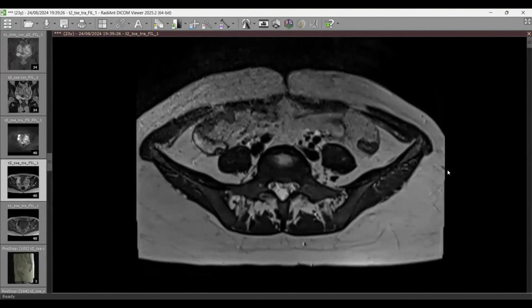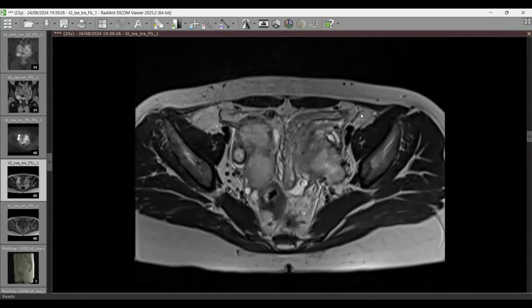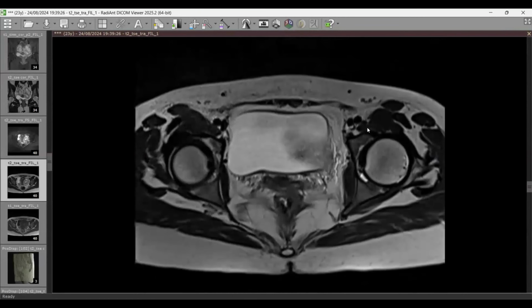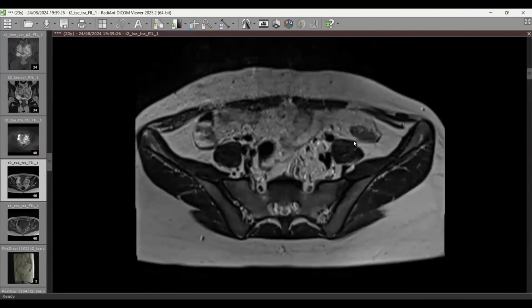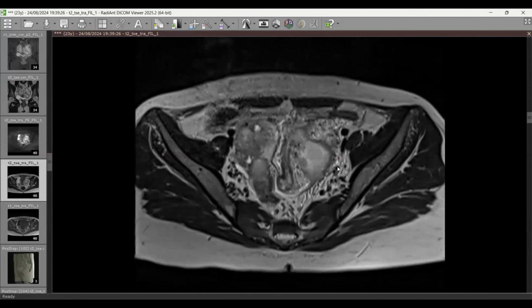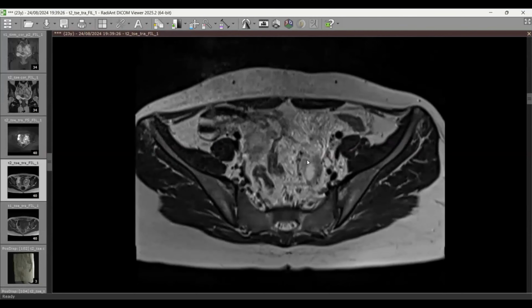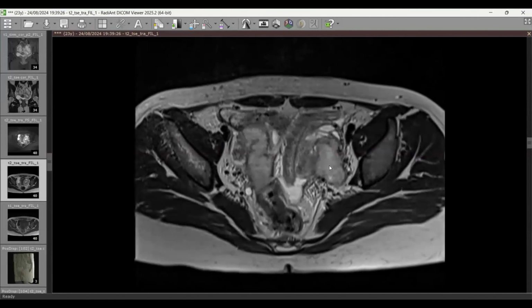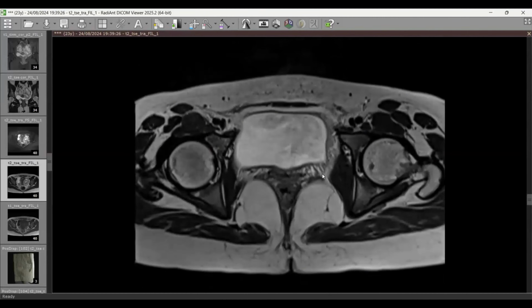There you go. Okay. So I have been presented with axial T2 images of the pelvis. So first of all, I'm going through the images. I'm just looking at the pelvic viscera. There is soft tissue.